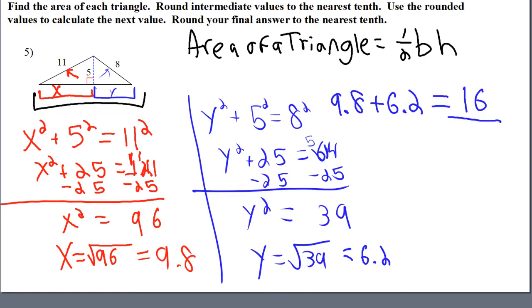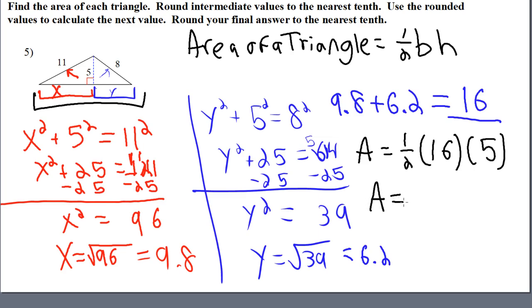Now we can finally use our formula above. The area, which I'm just going to call A, is equal to 1/2 times 16 times 5. To simplify it down, 1/2 of 16 is 8, and 8 times 5 is 40. So the area of our triangle is equal to 40. And that completes our problem.